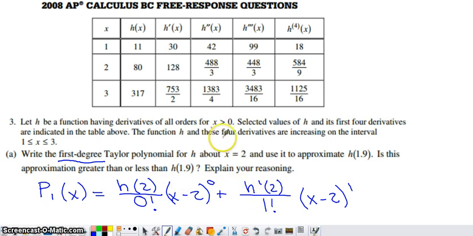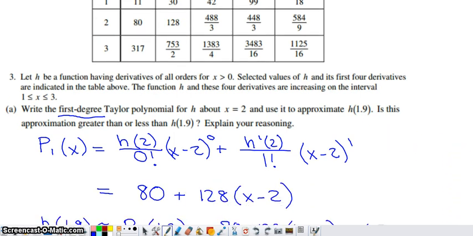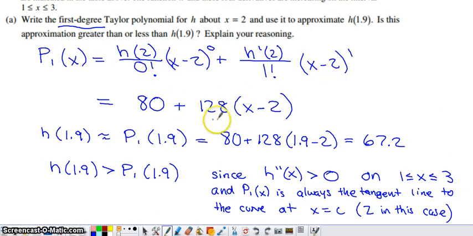These values are sitting up in this table, right? H of 2 is 80, and then h prime of 2 is 128. So if I scroll down a little bit here, I've just taken this line, simplified it a little bit, and written out my first degree Taylor polynomial for h about 2. And then it asks us to approximate h of 1.9 by using it. So h of 1.9 can be approximated by tossing 1.9 into our first degree polynomial. If you put 1.9 in place of this x and then toss this into the calculator and evaluate, you end up with 67.2.